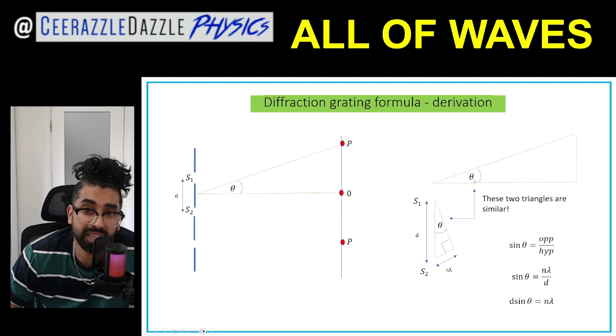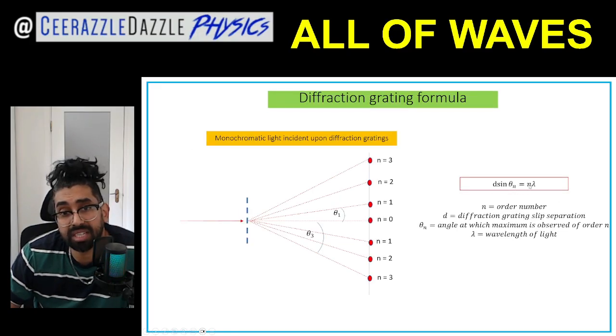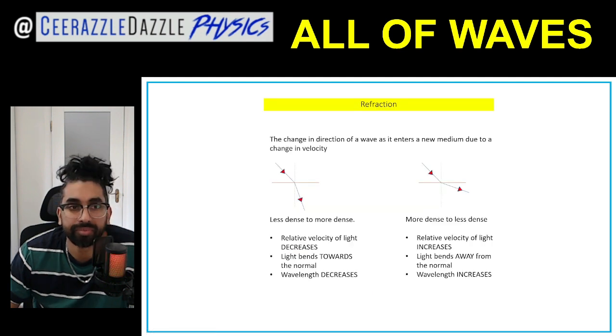Therefore, we can link them all together: if we find the sine of this angle theta, it is opposite over hypotenuse, n lambda divided by d. Rearranging it, d sine of the angle theta n is equal to n lambda, where n is the order number. So for the first order, n is 1. For the second one, n is 2. For the third one, n is 3. Therefore, d sine theta n is equal to n lambda. And there we go. Theta n is the angle at which the maximum is observed for the order n, and lambda is the wavelength of light.